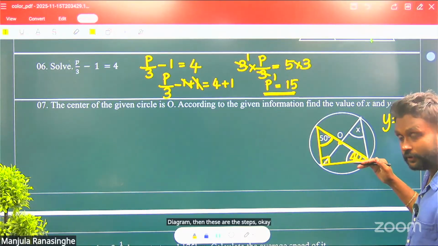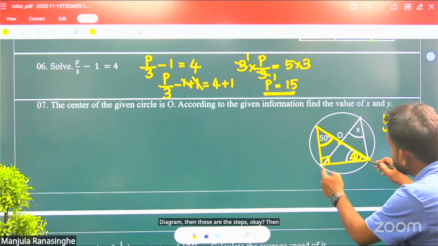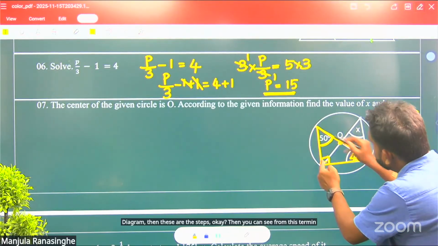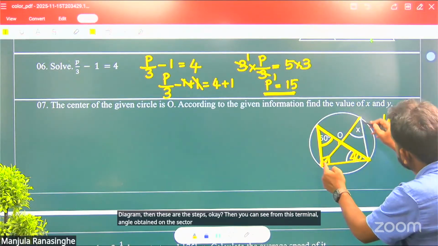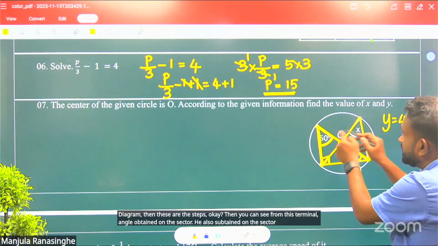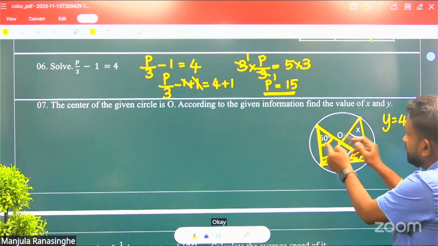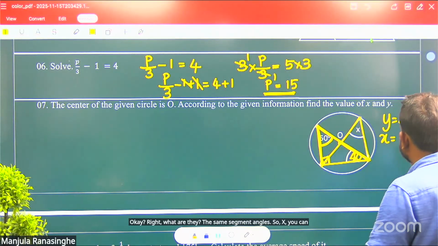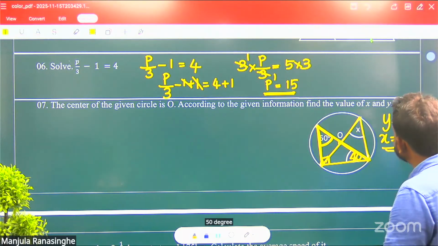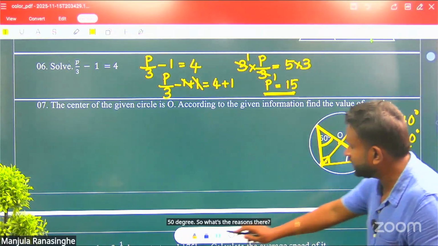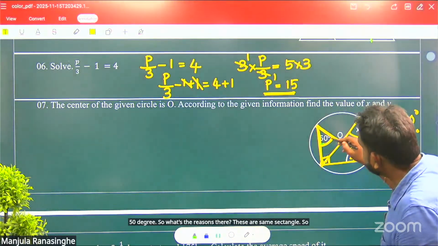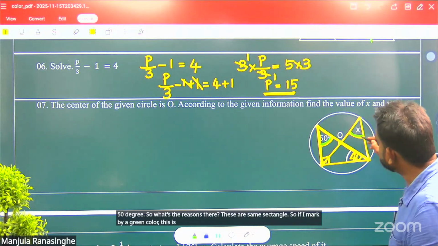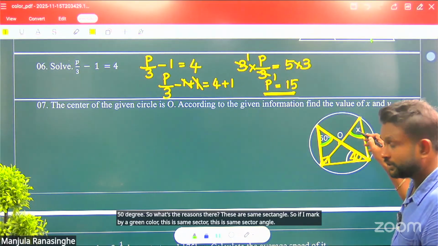Okay. Then you can see from this terminal, the angle subtends on the segment. This one also subtends on the segment. Then these two angles are equal. What are they? The same segment angles. So x you can take as 50 degrees. So what is the reason? These are same segment angles. If I mark it with green color, this is the same segment angle.